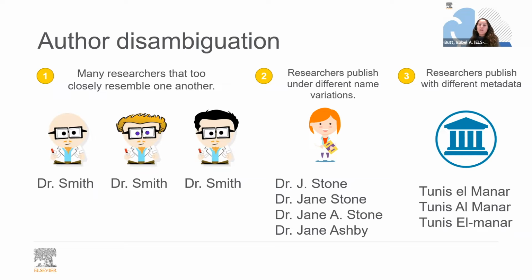And then what if Dr. Stone gets married and chooses to publish with her new name? She becomes Dr. Jane Ashby. Now keeping accurate quality profiles is getting even harder. And lastly, authors don't make it easy as they also publish with variations in the affiliation name. And we have to work through all of this to intelligently match publications and affiliations to author profiles.